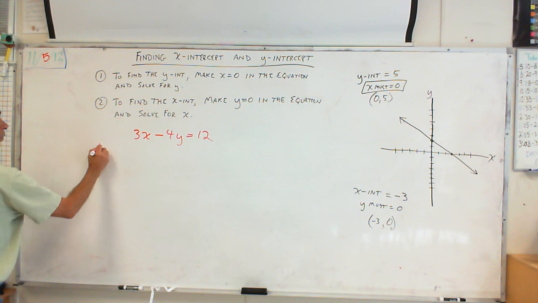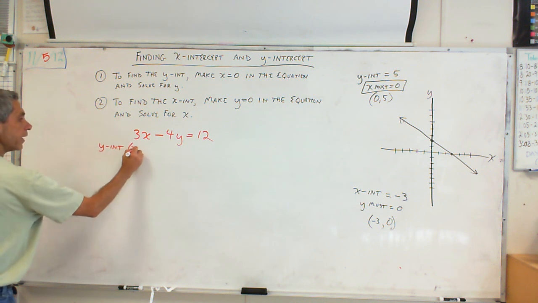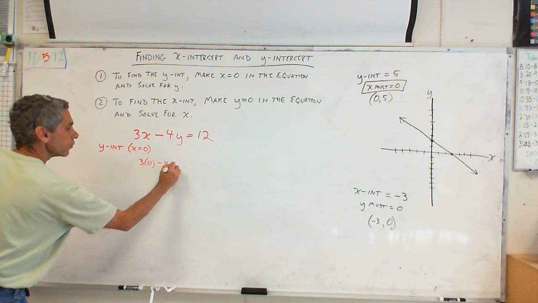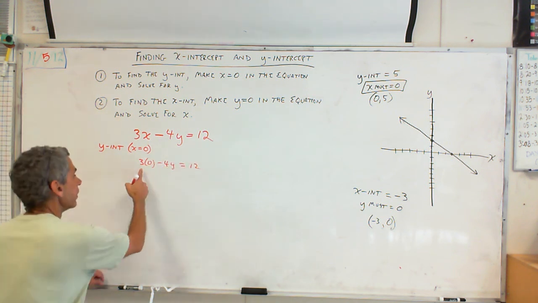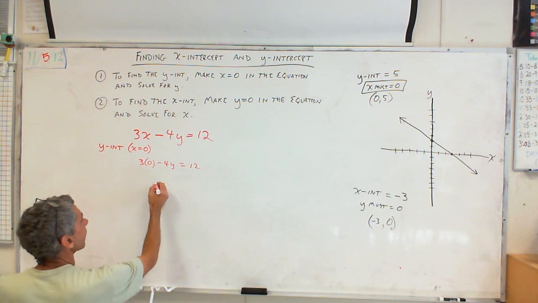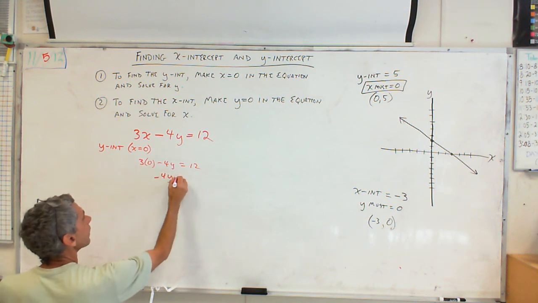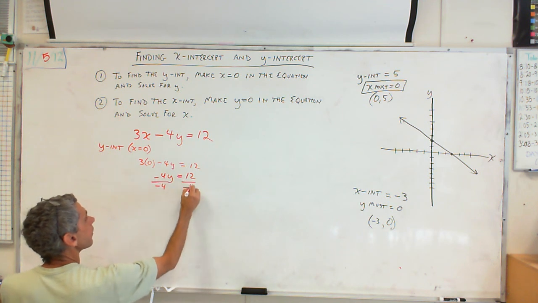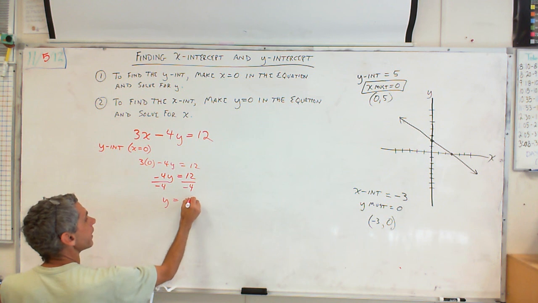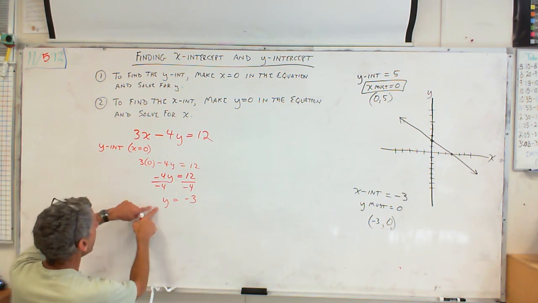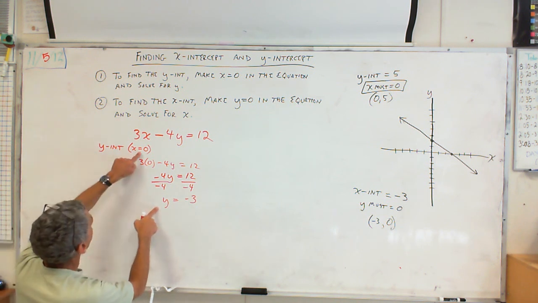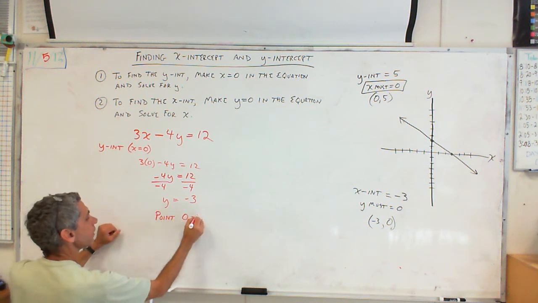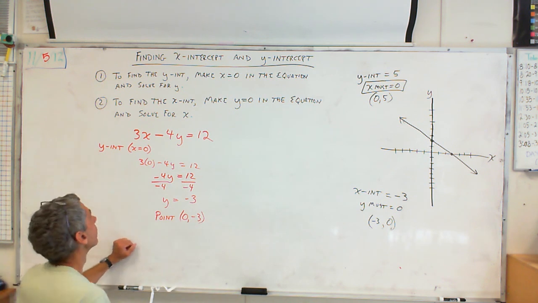So, first of all, I'm going to do my y-intercept. That means I've got to make x equal to 0. So 3 times 0 minus 4y is equal to 12. All right? That's nothing, so not going to worry about it. Negative 4y equals 12. Divide by negative 4. Divide by negative 4. Y is equal to negative 3. So my y-intercept when x is 0 is -3. So my point is 0, -3. Everybody agree with me? All right.